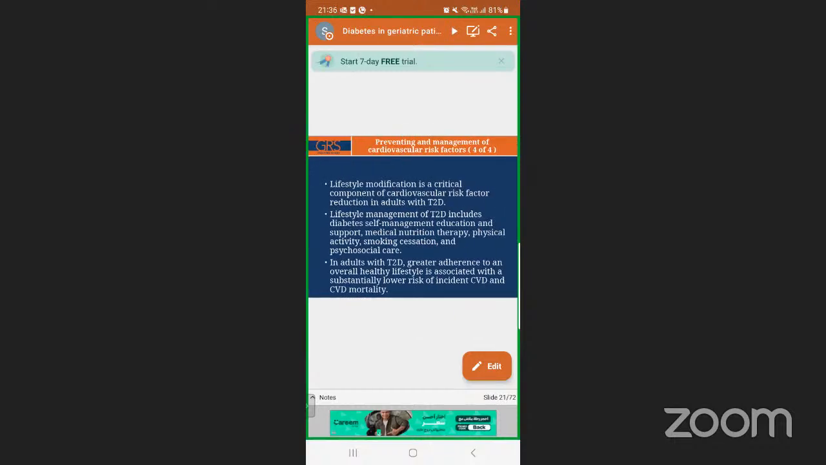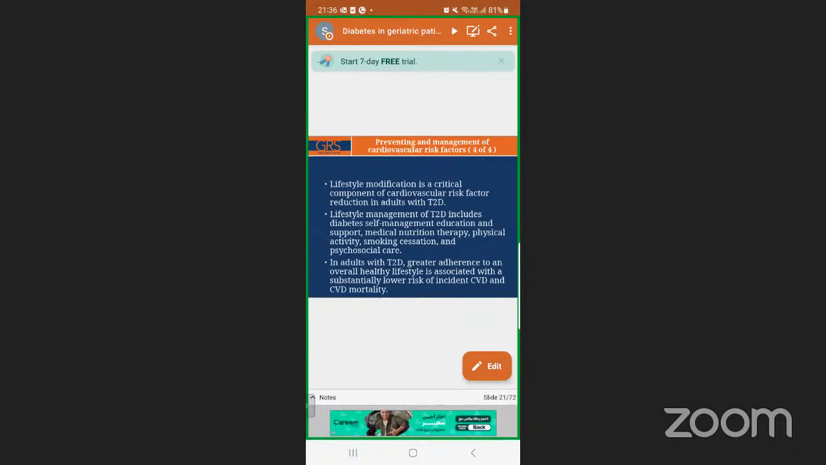Prevention and management of cardiovascular risk factors should include lifestyle modification, which is a very critical component of cardiovascular risk factor reduction in adults with type 2 diabetes. Lifestyle management includes diabetes self-management education and support, medical nutrition therapy, physical activity, smoking cessation, and psychosocial care. In adults with type 2 diabetes, greater adherence to an overall healthy lifestyle is associated with a substantially lower risk of incident cardiovascular disease and cardiovascular disease mortality.